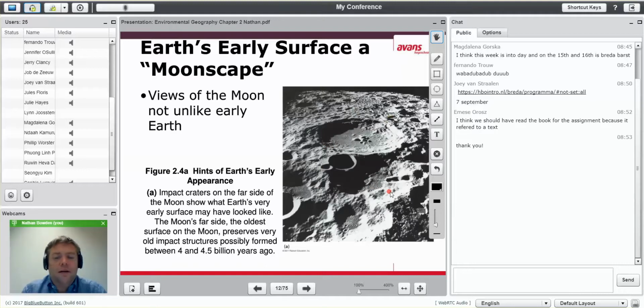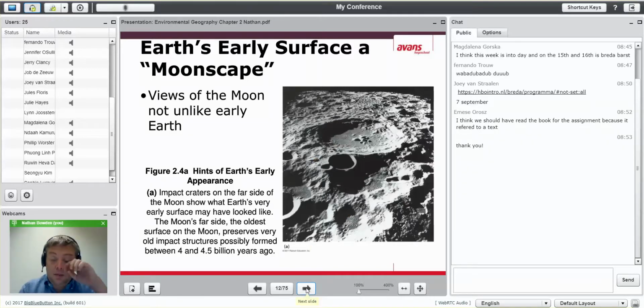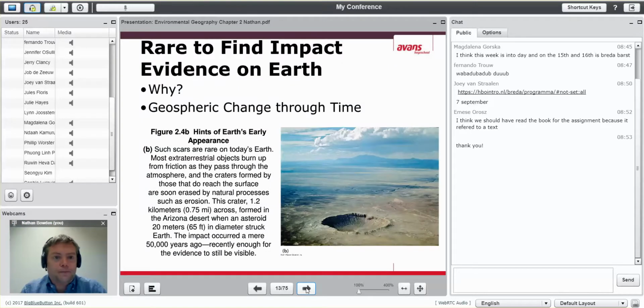The Moon does not have an active geosphere like we do. It doesn't have a crust that is constantly changing, and so it's held this snapshot. And now there are, of course, much fewer impacts on the moon, but these are all very old impacts. But we can see it on our planet.